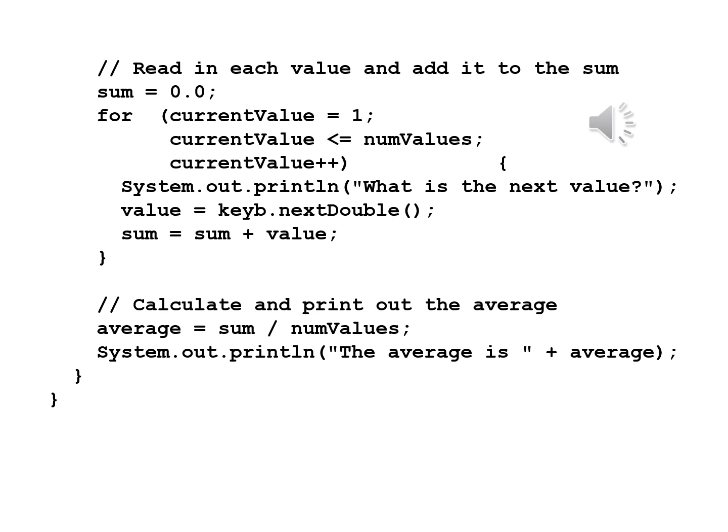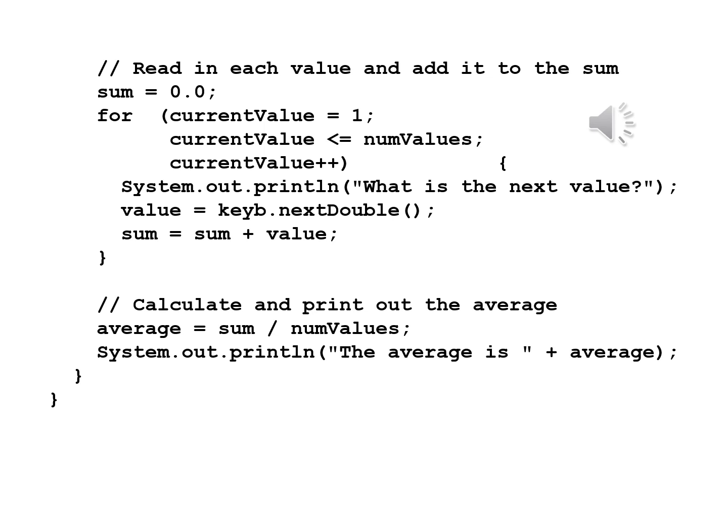Sum equals 0.0, and the for statement reads for currentValue equals 1, semicolon. currentValue is less than or equal to numValues, semicolon. currentValue plus plus, close parenthesis, open brace. Inside the loop, we will ask System.out.println, "What is the next value?" value equals keyboard.nextDouble. Sum equals sum plus value, and a close brace to end the loop.